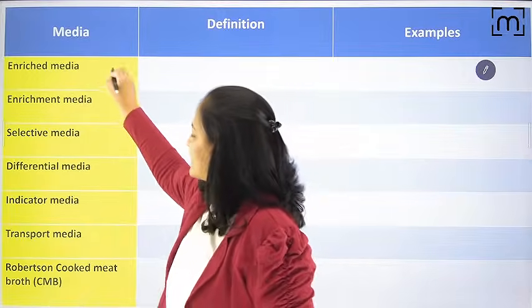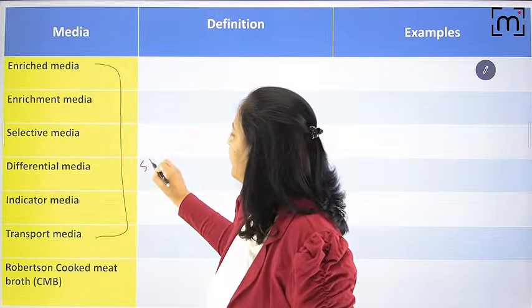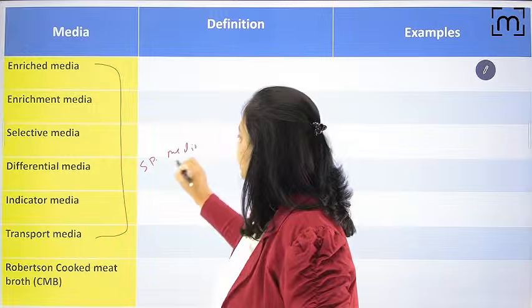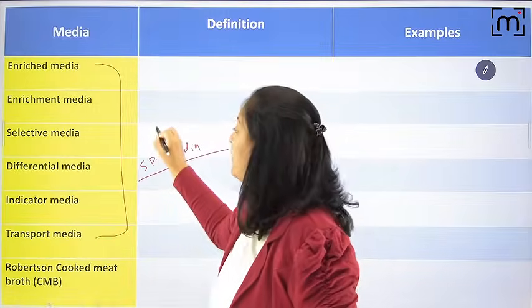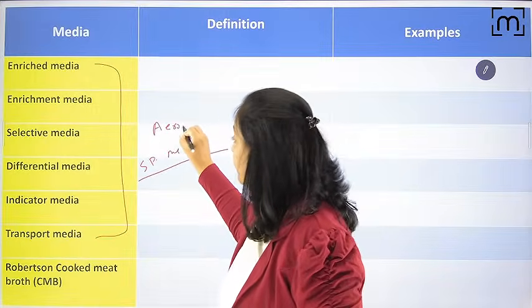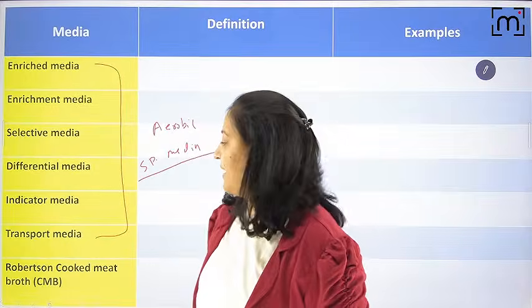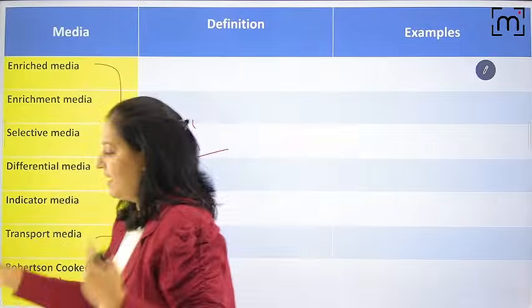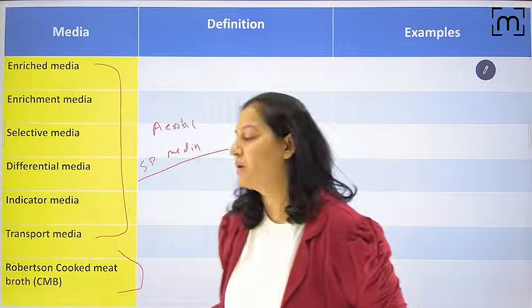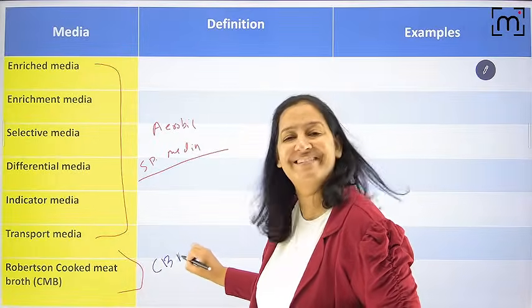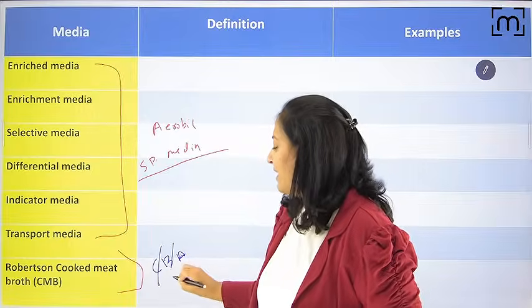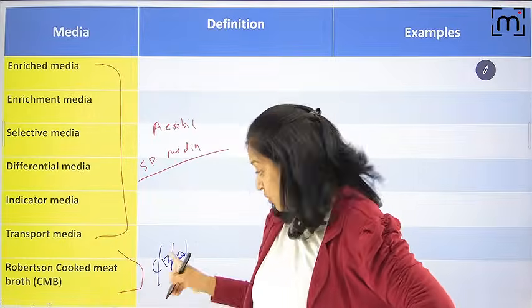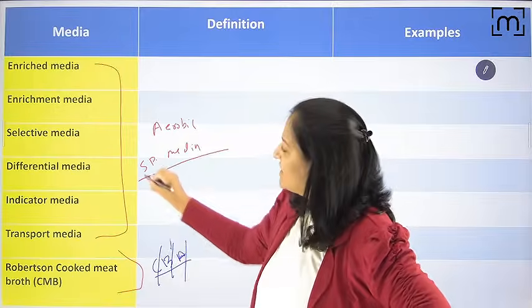So I taught you 6 types of special media. But these are for aerobic bacteria; aerobic bacteria will grow on them. What about the anaerobic bacteria? Name the anaerobic bacteria. Obligate anaerobes can't breathe air: Clostridium, Bacteroides, Actinomyces. Are you able to grow these on these media?